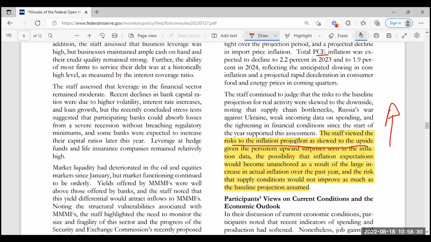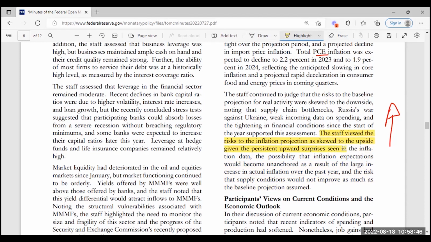So the staff viewed the risk to the inflation projection as to the upside, given the persistent upward surprises seen in inflation data, right? So I'm sorry, but I'm making a mess here, right?